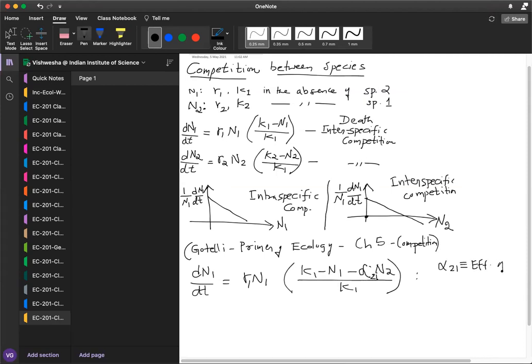So think of alpha 2,1 as the effect of competition of species 2 on species 1. Likewise, you can invert the definition. Is this fine? This means that for a given n1, all else being equal, the per capita growth rate of n1 is decreasing linearly with n2. That's what we have captured, right?